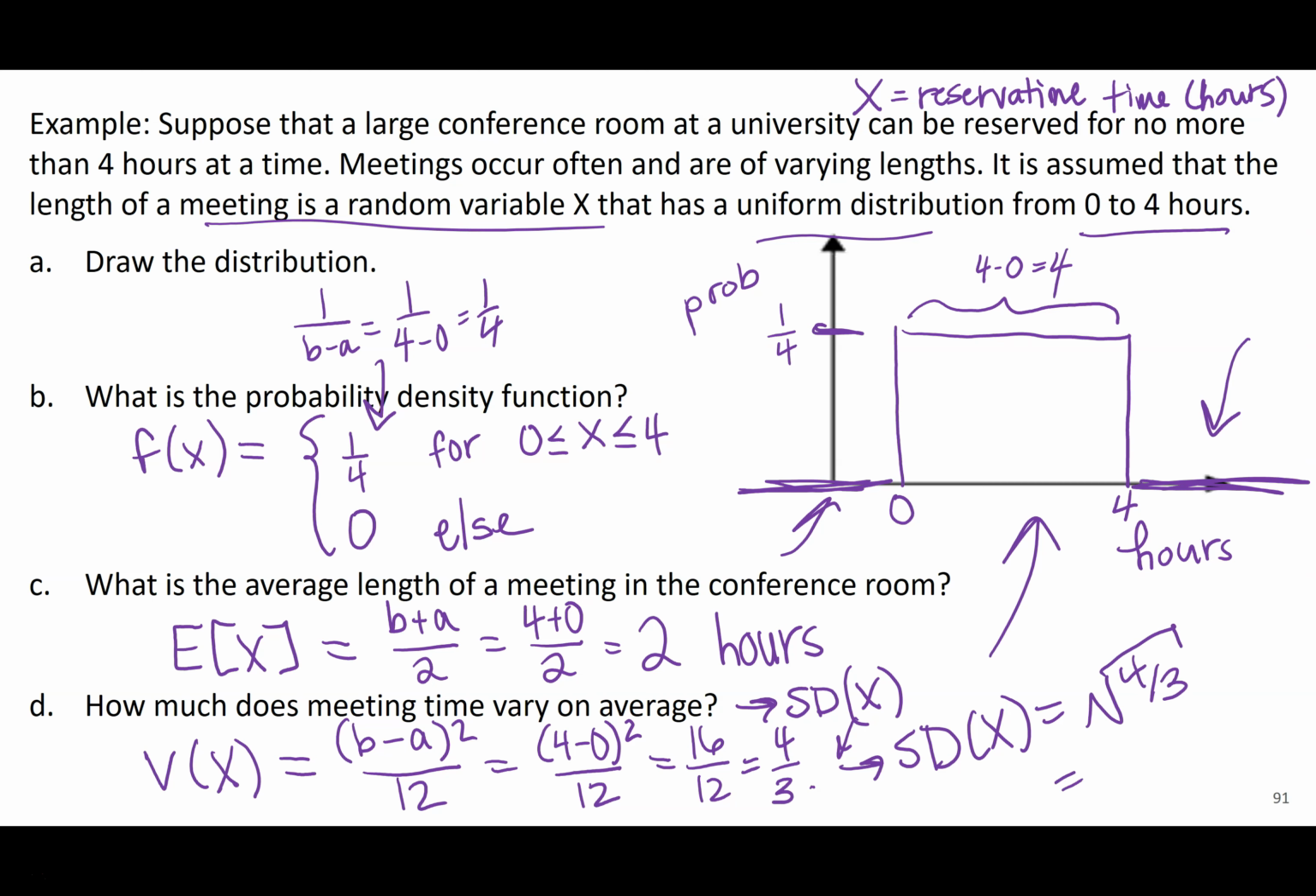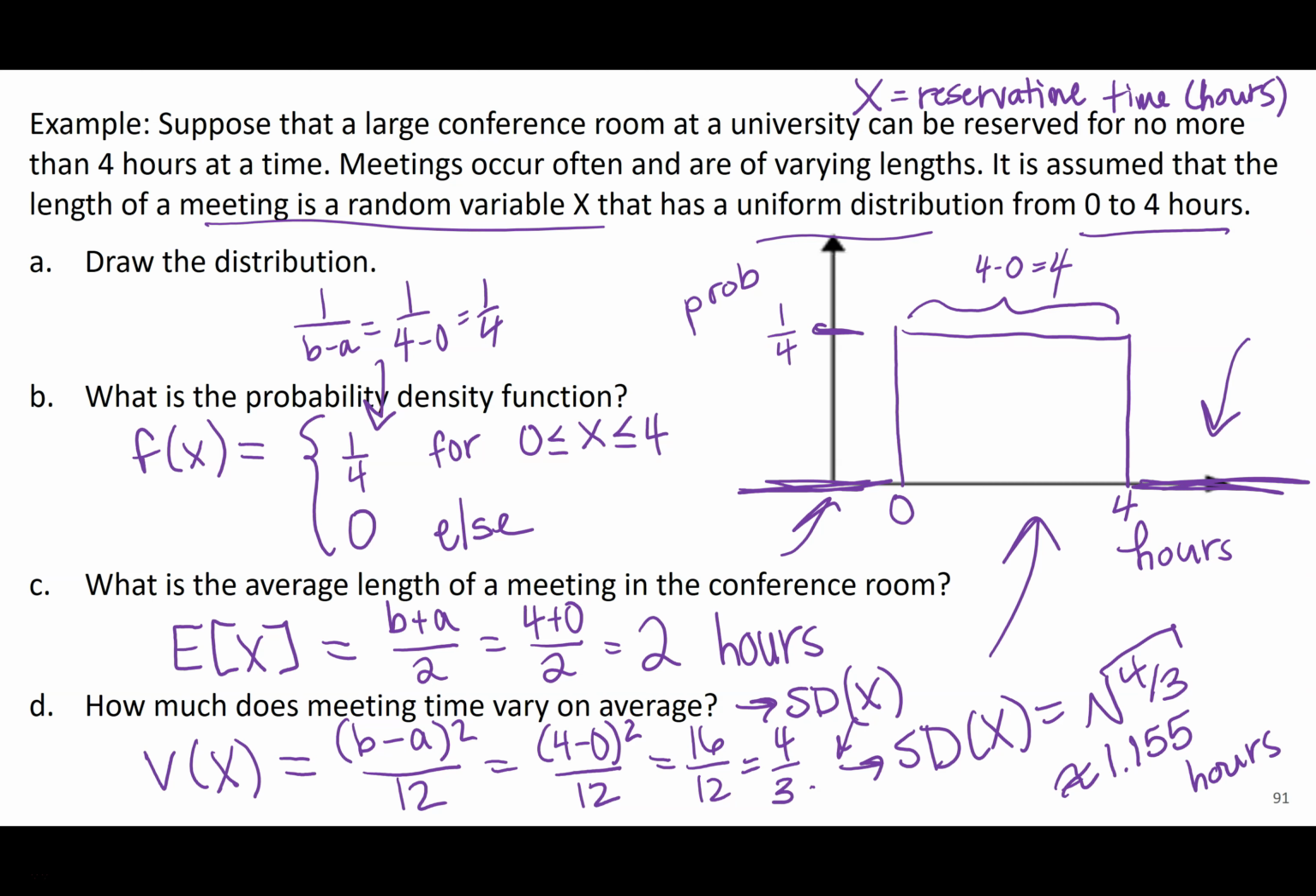And it's going to be, I round it a little bit, about 1.155 hours. So it seems that the meeting times or reservation times vary on average about 1.55 hours from that average of 2 hours.